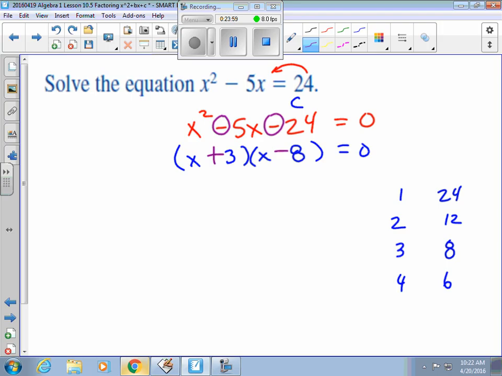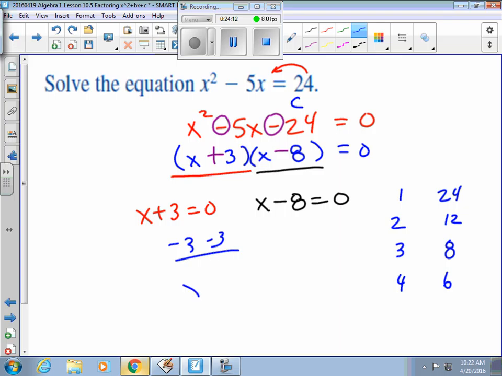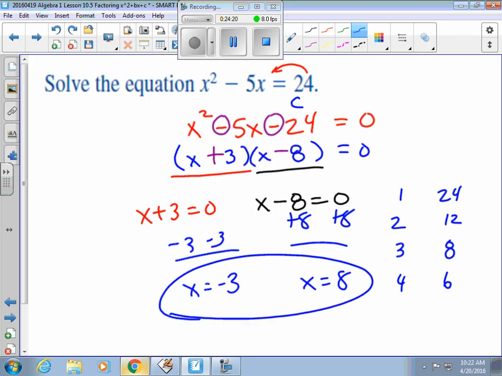Therefore, we make both of these equal to 0. The first one, x plus 3 equals 0. The second one, x minus 8 is 0. Undo this by subtracting 3 on both sides. X is negative 3. Undo this by adding 8 on both sides. X is 8. X is negative 3 and x is 8.